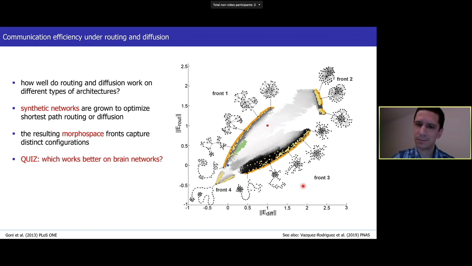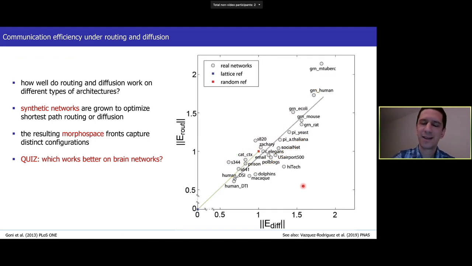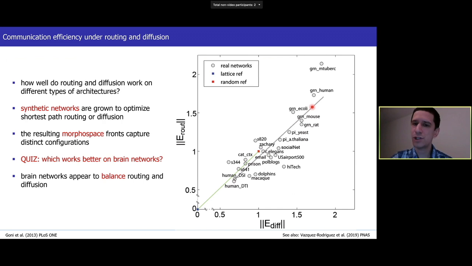And I'm going to give you a minute at home to think about this, but fortunately, the authors did address this question. So what you're seeing here are different types of naturally occurring networks, including brain networks. They're plotted in this graph showing differences between routing and diffusion efficiency. And what you can see clearly is that most brain networks actually lie very close to the identity line. In other words, because brain networks have both a prominent community structure and a connective core, they can actually balance and potentially support both routing and diffusion efficiency.